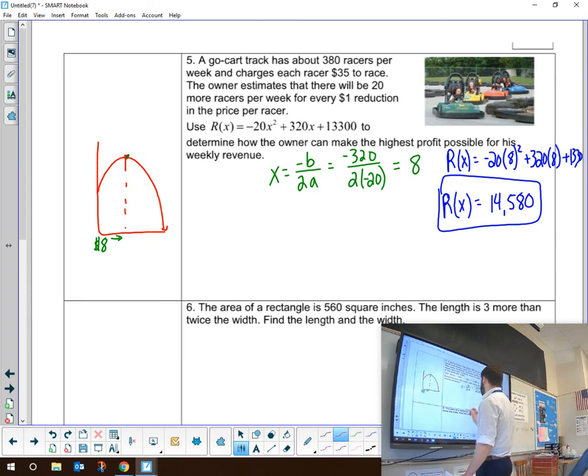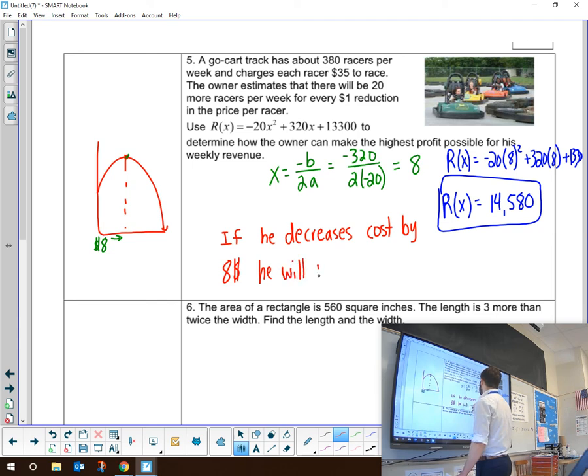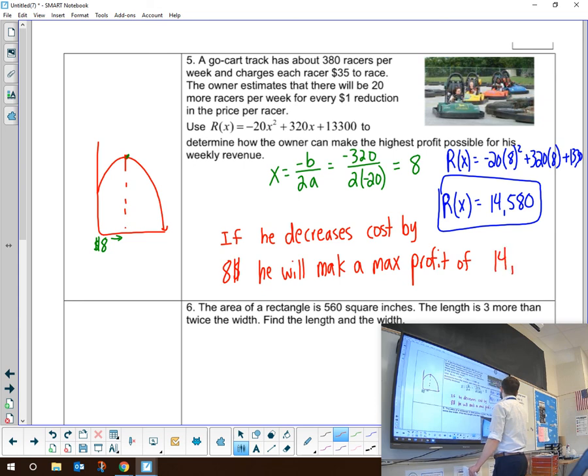So I'm going to write that out here. If he decreases the cost by $8, he will make a maximum profit of $14,580. Okay? All right. Last problem here, number 6.